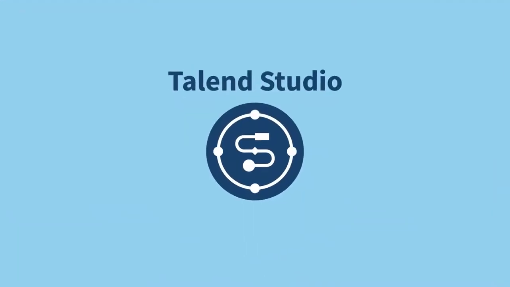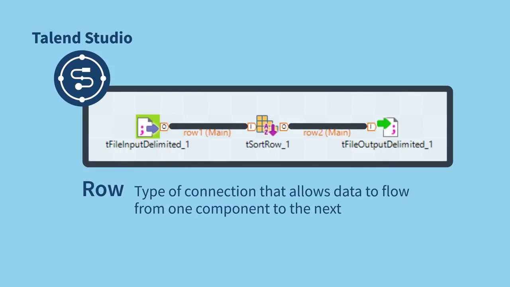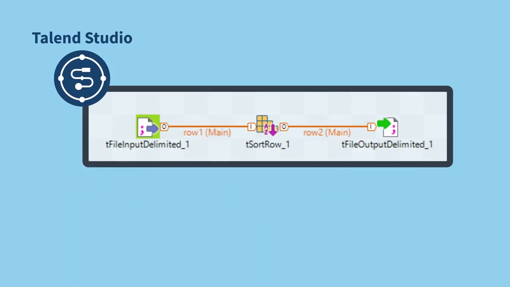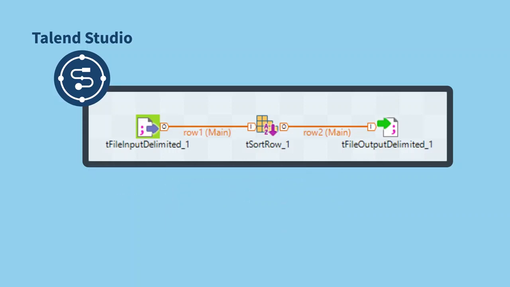When we build data integration jobs in Talend Studio, we typically connect components using rows. A row is a type of connection that allows data to flow from one component to the next. A trigger, on the other hand, is a different connection type that's used for controlling execution. Unlike rows, triggers do not carry data other than to represent the fact that something happened. That something condition depends on the trigger type.